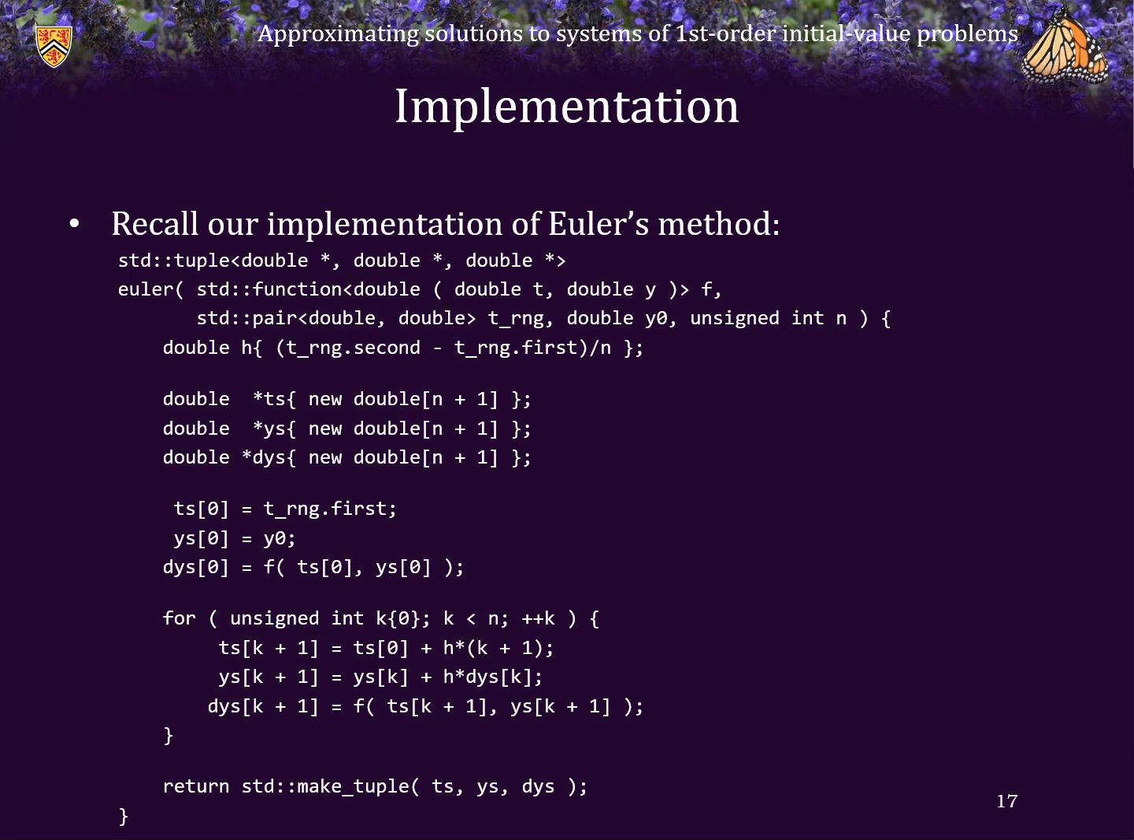We assign the first t-value, the first y-value, and the first slope by calculating the function at the initial t-value and y-value. We then carry on iterating by calculating the next t-value, the next y-value, and the slope at that next position, and we return that tuple of those 3 vectors.